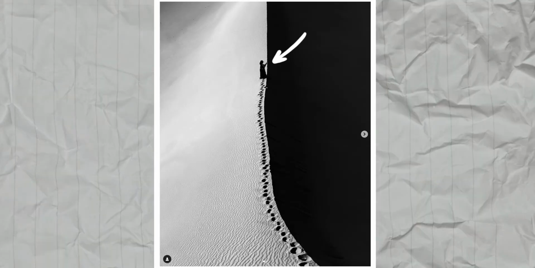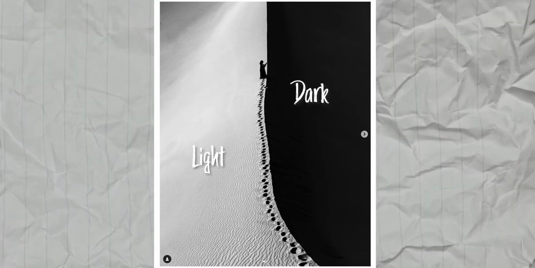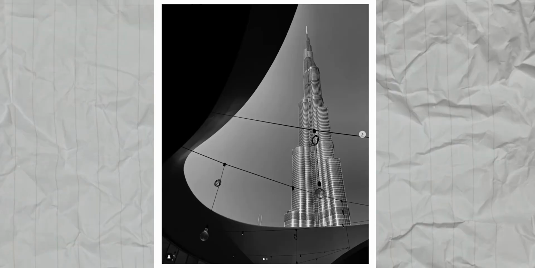In this case, the subject, again, is darker than the environment around her. And that contrast guides you to that subject. Take a look at this photo. What is that? That's Burj Khalifa. We've seen it a million times. I look out the window, it's right there.